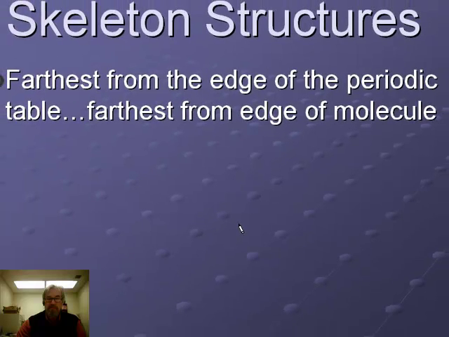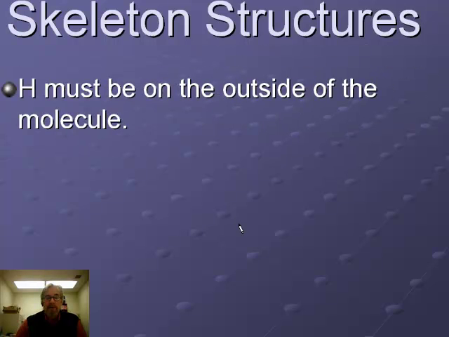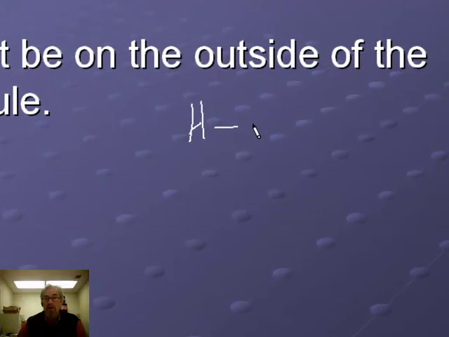Another hint is the farther from the edge of a periodic table the element is, the farther it's probably going to be from the edge of the molecule, most of the time. So things closer to the middle of the table are usually closer to the middle of the molecule. Another hint, hydrogen has to be on the outside of the molecule. Remember, hydrogen can only make one bond, and so you can't have hydrogen bonded to two things, so it's got to be on the outside.